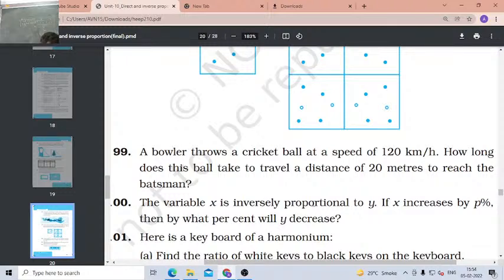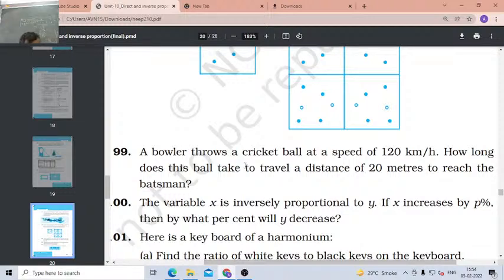Okay, speed of the cricket ball and distance. Very good. Speed of the cricket ball, but do we need speed here? In the question, what they're asking, you see the question carefully. How long does this ball take? How long means what? They are asking about time.